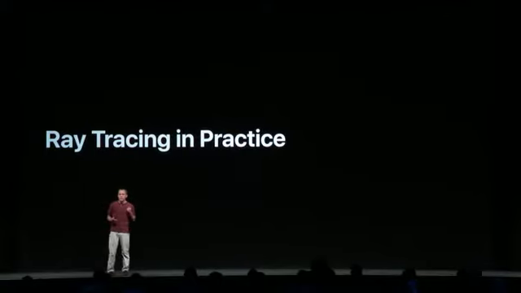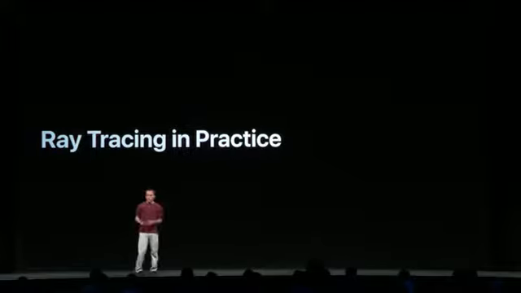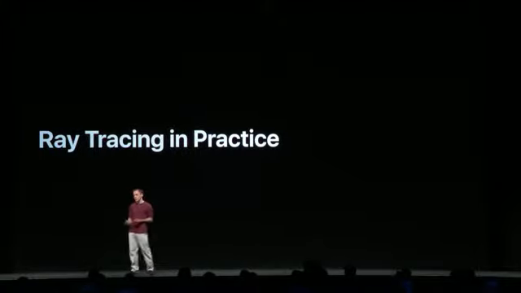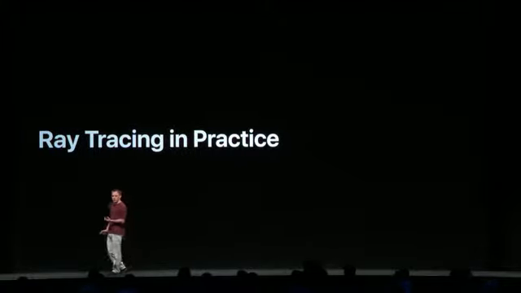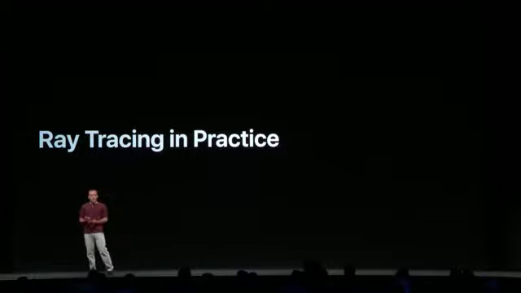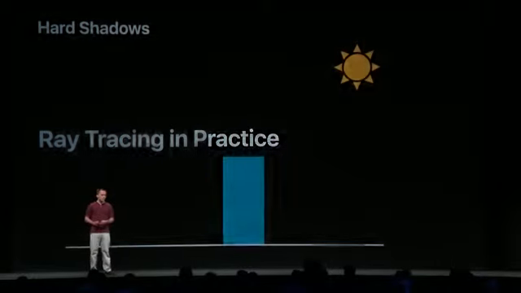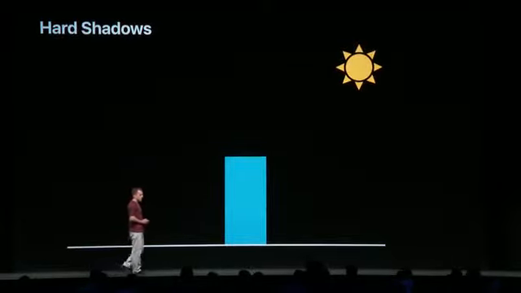Hi, everyone. Now, what I'd like to show you in this part of the talk is how to use the ray tracing features that we have in Metal to implement a few different rendering techniques in your applications. So in particular, I'll be focusing on hard and soft shadows, ambient occlusion, and global illumination. So let's start with hard shadows.